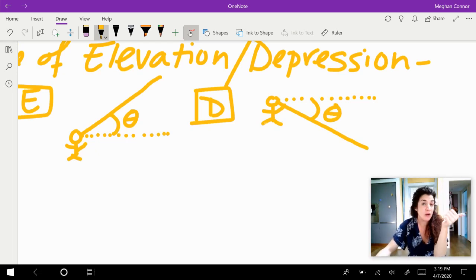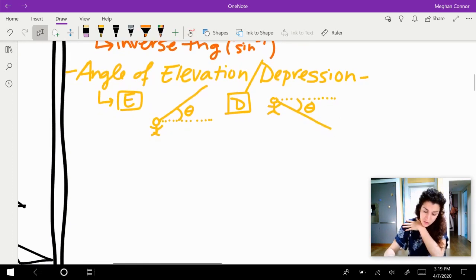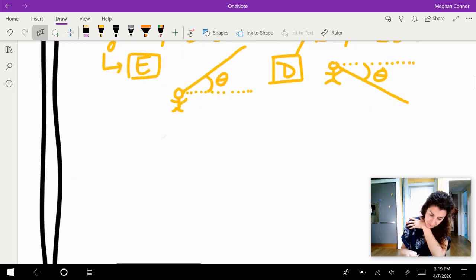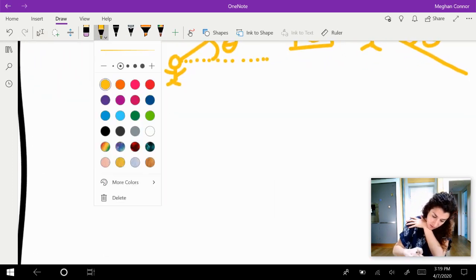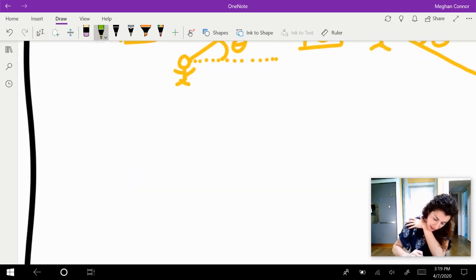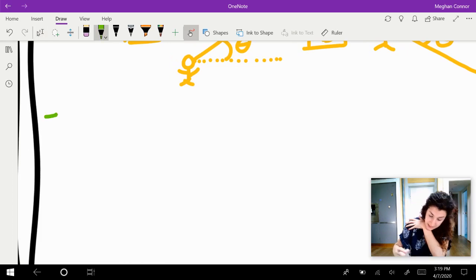You might be using right triangle trigonometry, so your SOHCAHTOA stuff, or you might be using law of sines and cosines. You have to build the diagram first and then see, is this a right triangle or is this not a right triangle? And then how do you go about doing that? Last thing or process that you should be feeling comfortable with by now, and if you're not, hopefully by the end of class you are, is bearing.